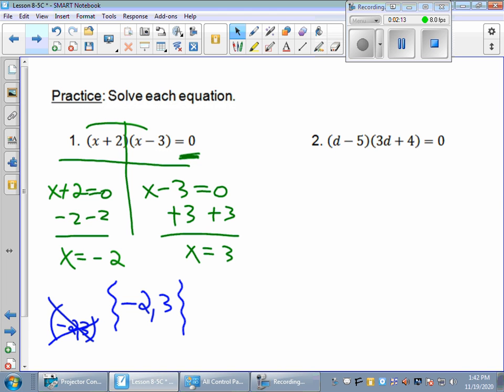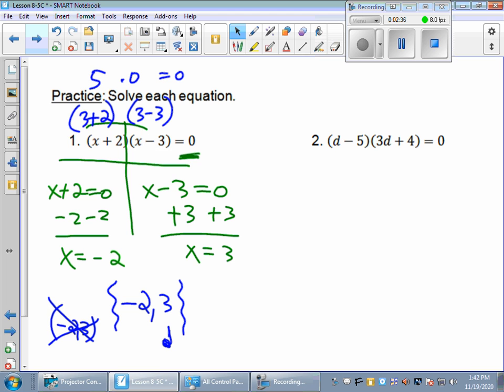And then obviously we can check to see if these are right and plug it in. So let's say I wanted to check this one right here. Check the 3. So 3 plus 2 and 3 minus 3. 3 plus 2 is 5. 3 minus 3 is 0. 5 times 0 is 0. So that one does work. And obviously you can check the other one and get the same result.